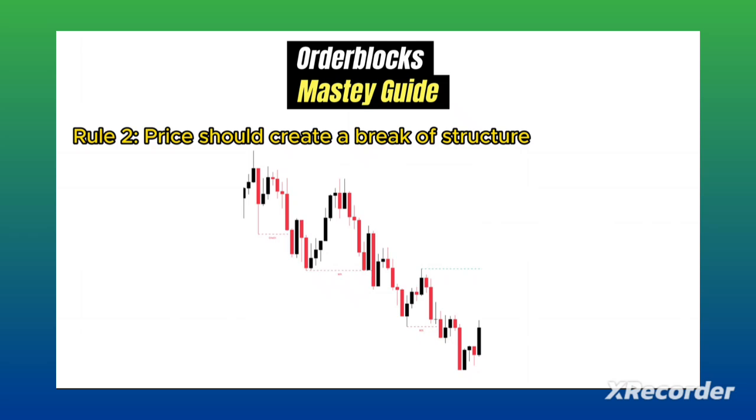We can see how the origin of the break of structure is the candle that forms the order block, because that candle marks the highest point of that structural movement. So price comes back up to refill or mitigate the bearish order block.